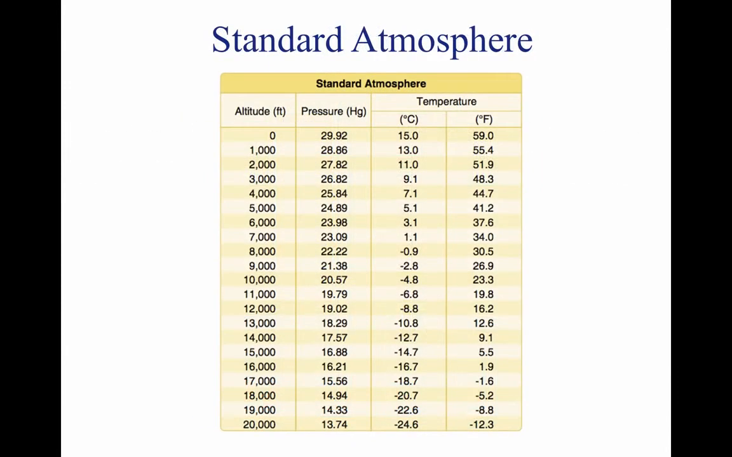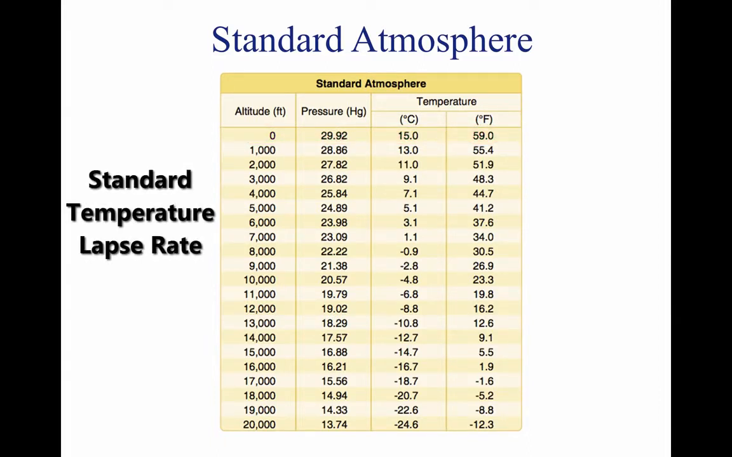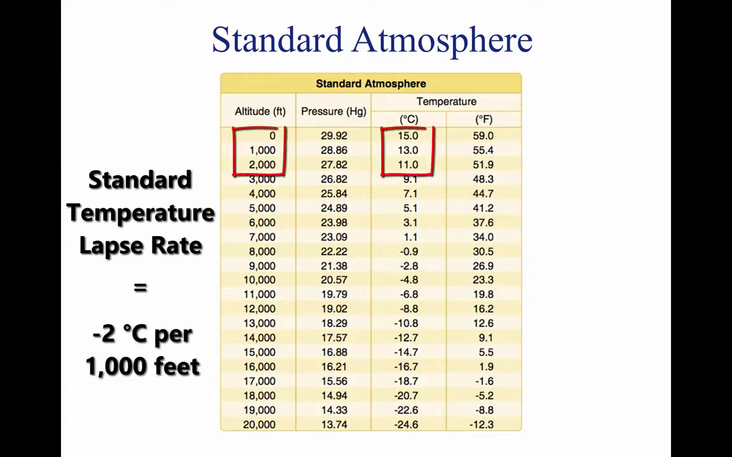The standard atmosphere at sea level is a surface temperature of 59 degrees Fahrenheit or 15 degrees Celsius and a surface pressure of 29.92 inches of mercury, or 1013.2 millibars. A standard temperature lapse rate is one in which the temperature decreases at the rate of approximately 3.5 degrees Fahrenheit or 2 degrees Celsius per 1,000 feet, up to 36,000 feet.